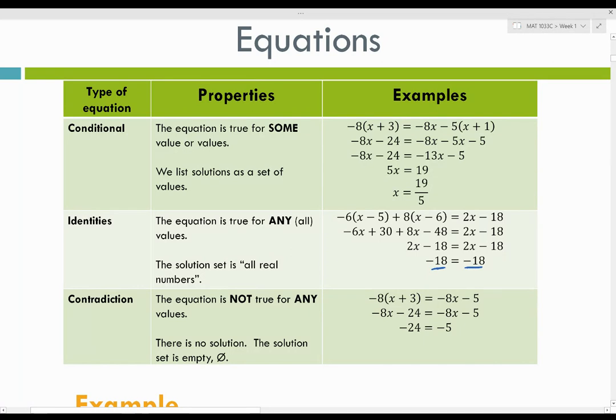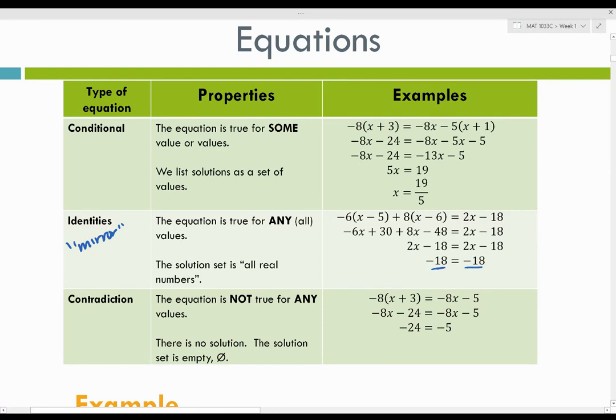The way that I like to think about identities is like mirrors. Hopefully when you look in the mirror, unless you're in some type of horror film, you see yourself. So in an identity, you should see the same thing on both sides of the equation. This lets you know that it doesn't matter what you plug in for your variable, that equation will always be true. So the solution set for this type of equation is all real numbers. Doesn't matter what you plug in, it's always going to work.